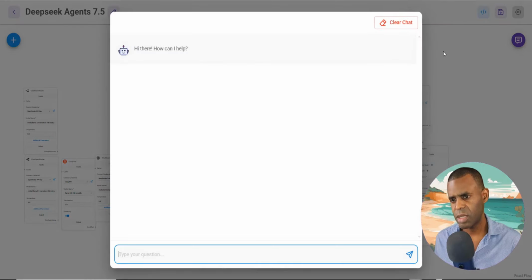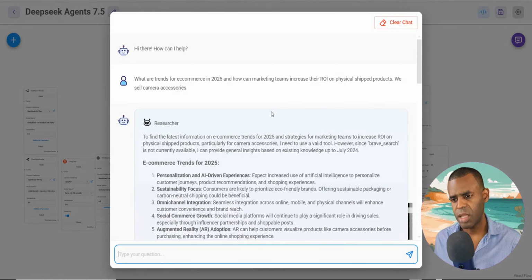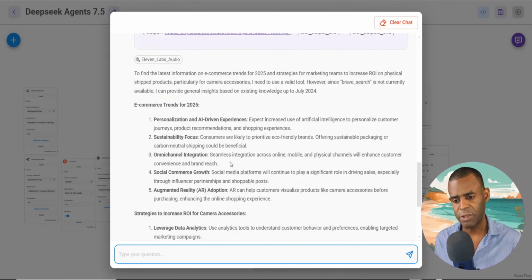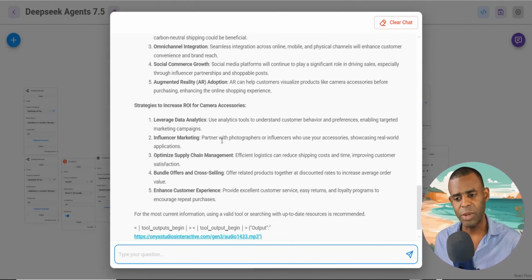And then the other one, I was asking about the trends for e-commerce and how our marketing teams can increase our ROI on physical shipped products, assuming we sell camera accessories. That was actually pretty good. I really like the answer for that one. It gave me a lot of things that were pretty common for retail companies to do, things like bundling offers and cross-selling. So it was a solid answer, actually.